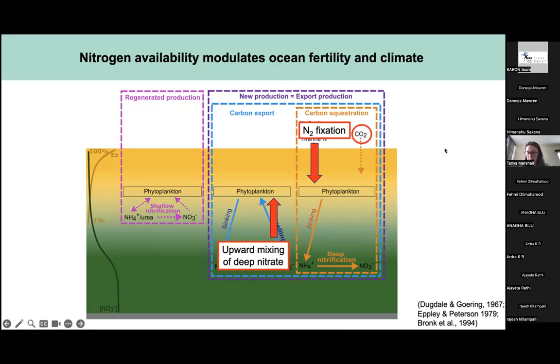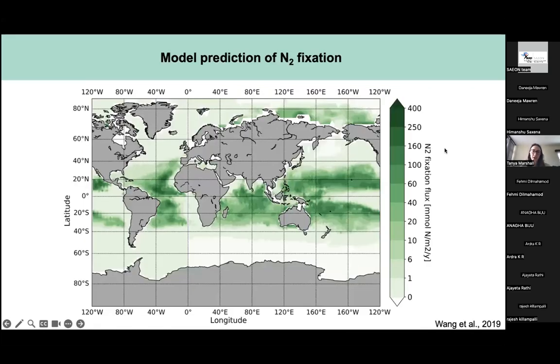Oops, sorry, my slide isn't changing. Okay, so here I'm showing a global map where the distribution is a modeled prediction of N2 fixation. Generally what you see is that N2 fixation is predicted in the low latitude ocean, so the tropics and the subtropics. This makes sense because we know that this is where nitrogen is limiting. I just want to focus on the South Indian Ocean because this is my study region for today's talk. What you can see generally is a widespread signal of N2 fixation predicted for the entire South Indian Ocean.